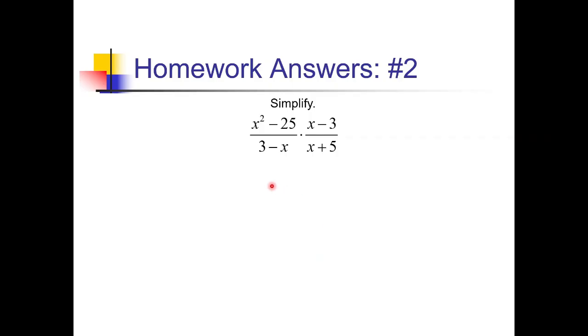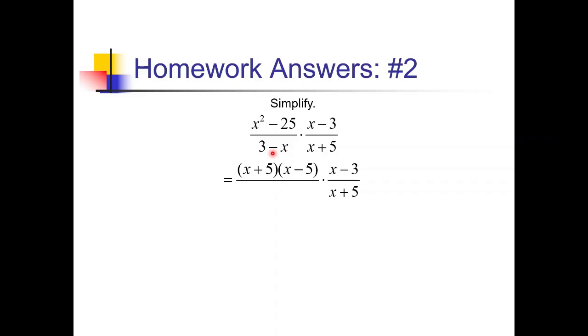For this problem, we're trying to multiply these together. Let me start by factoring out whatever I can. My right fraction here is already fully factored. On the left, this x squared minus 25 can be broken down using a plus minus shortcut. So if I square root those, I have x plus 5 and x minus 5.